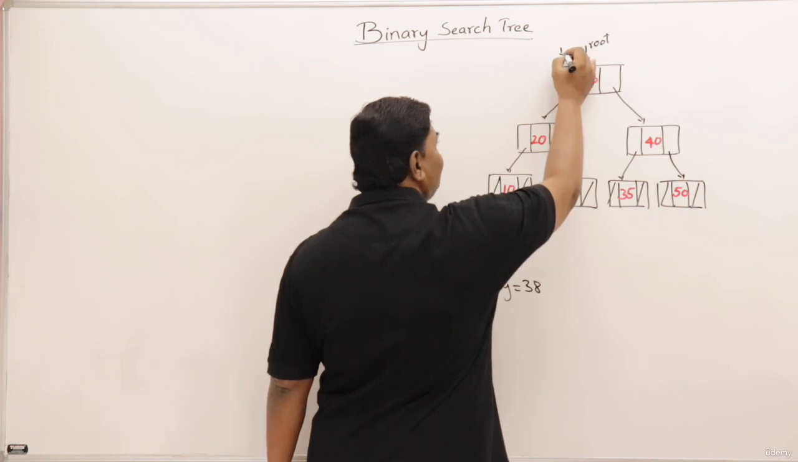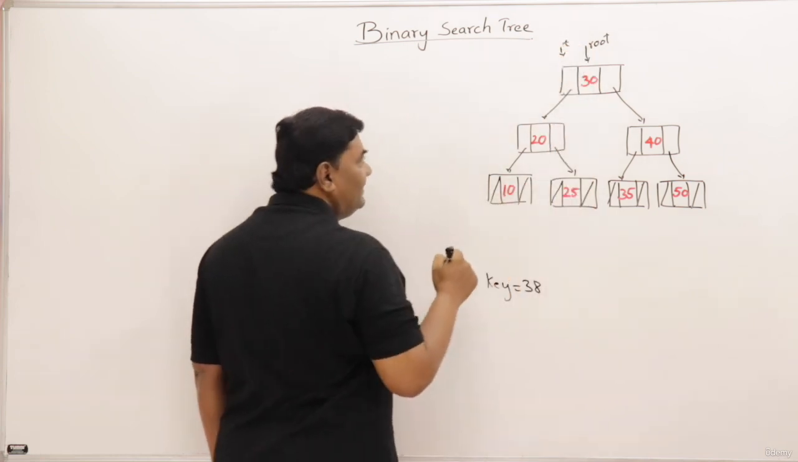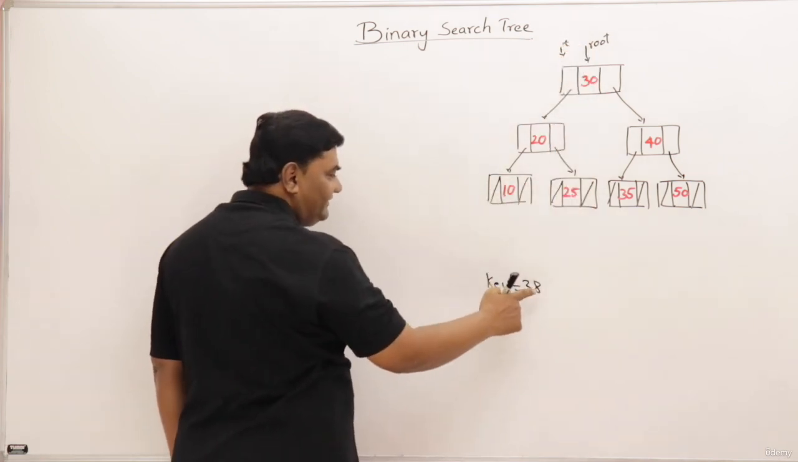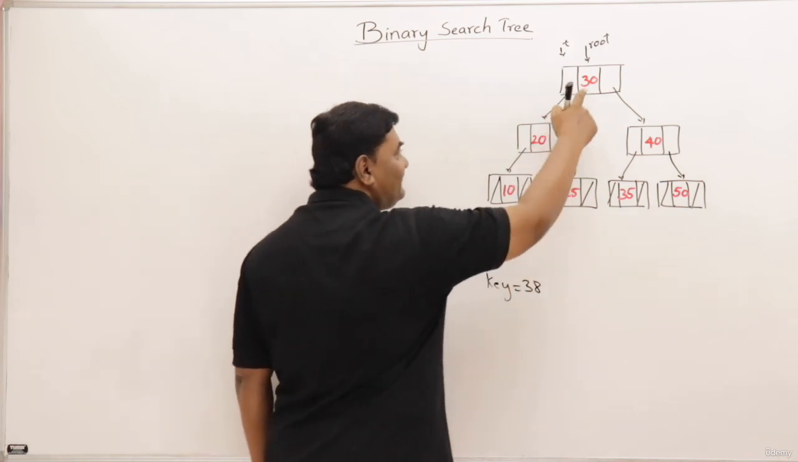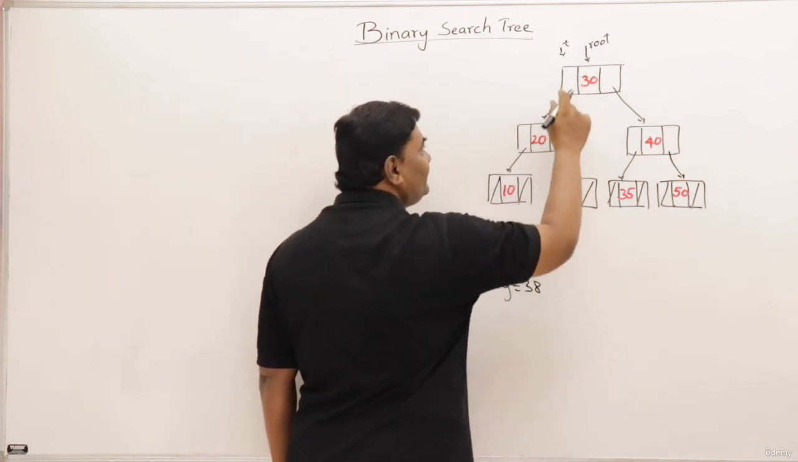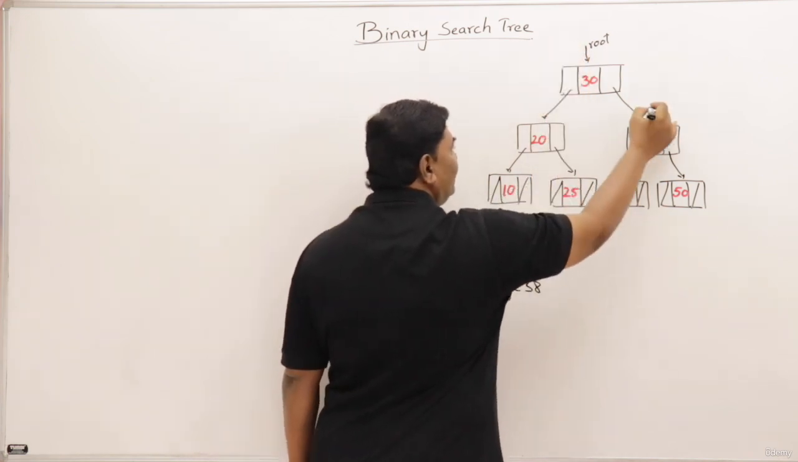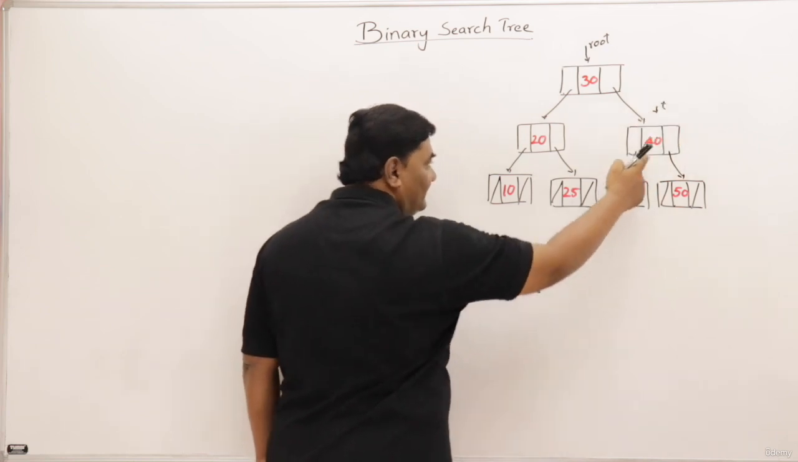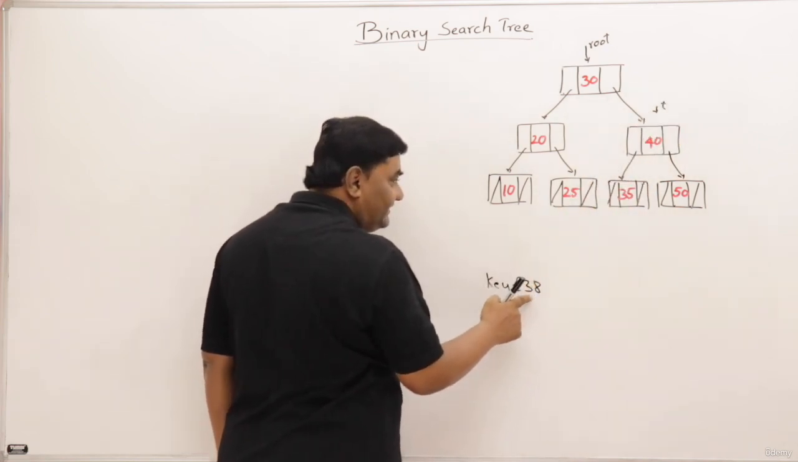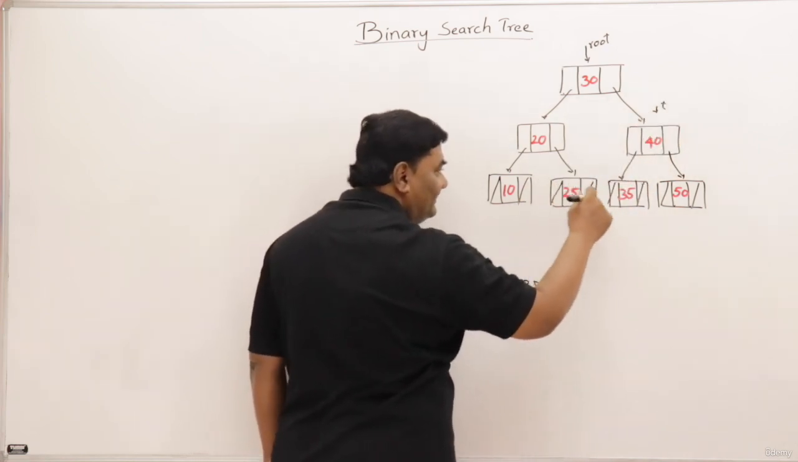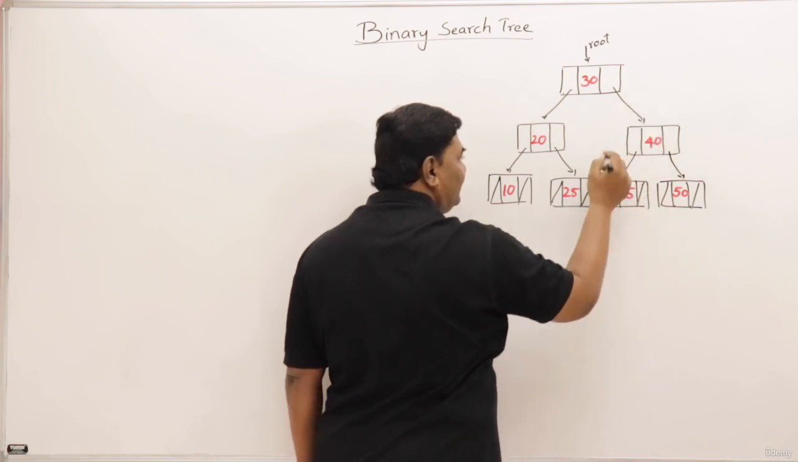We will start searching from here. I am taking a pointer T and let us start searching for 38. Is the key equal? No, it's greater than this one, so move T to the right hand side. Then 40 and 38. Is it equal? No, 38 is smaller than that one, so move T to the left hand side.